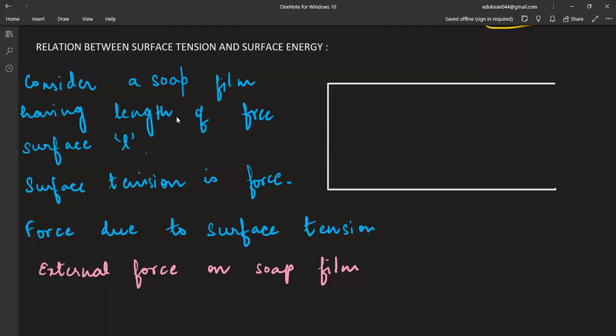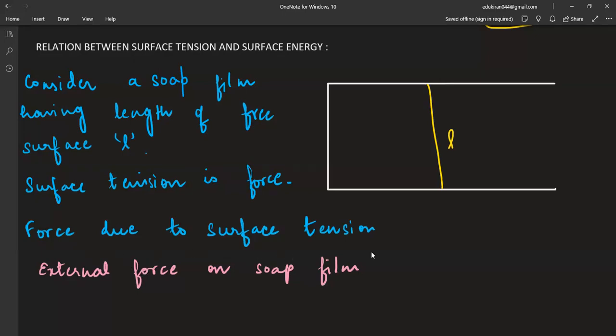So consider a soap film having length L of free surface. It means, let's say if this is it, the free surface length is L. Fine, surface tension is the force. Force due to surface tension, if we calculate.